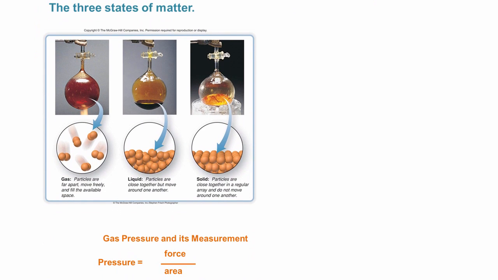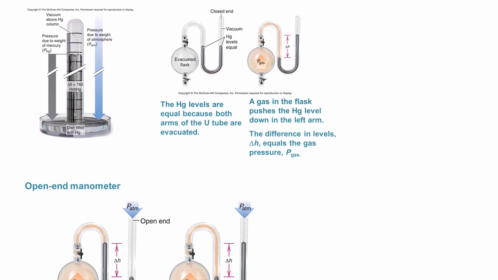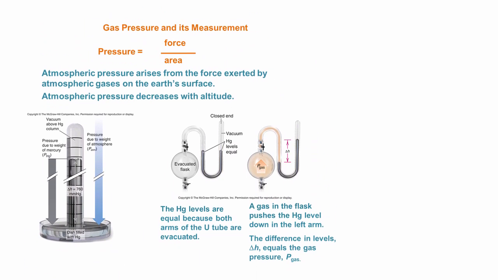We already know from chapter 1 that solids are arrays of particles that are held very close together, and they do not move about one another, whereas in liquids, the particles are still very close together, but they move about one another. In gases, on the other hand, the particles are far apart, and they take on the volume and the shape of their container. So let's talk a little bit about gas pressure and how we measure gas pressure.